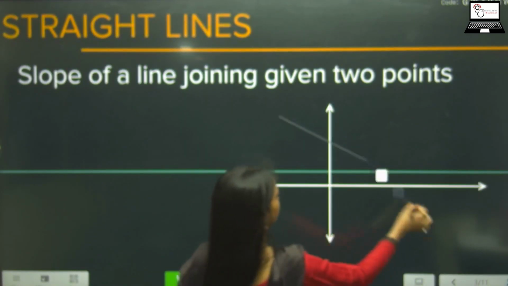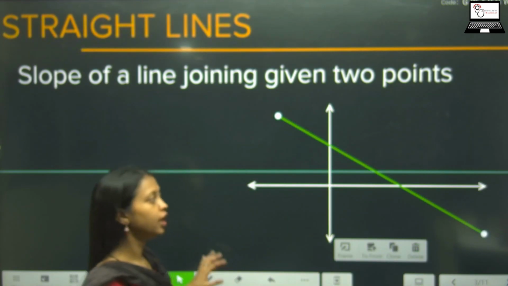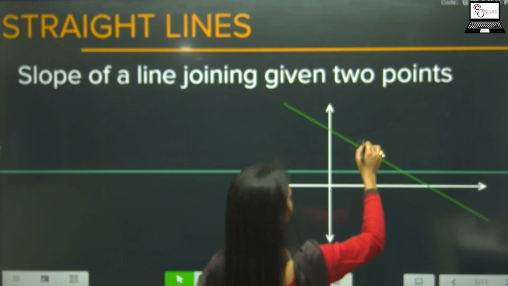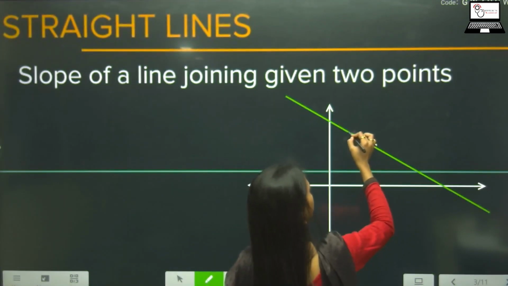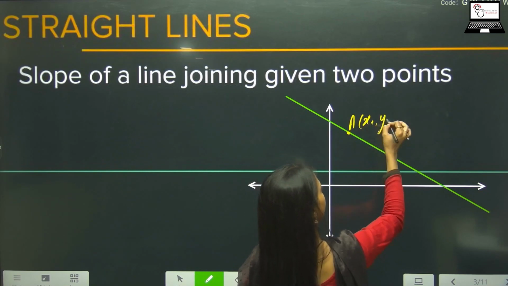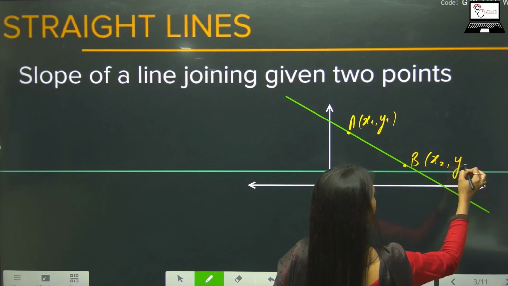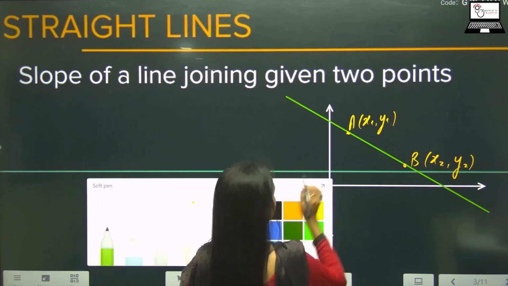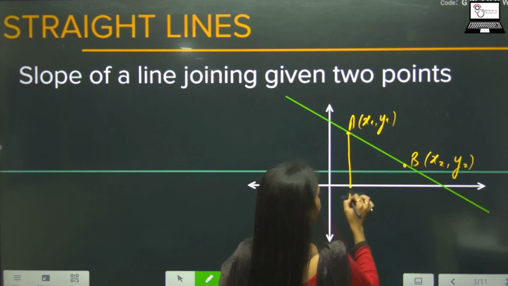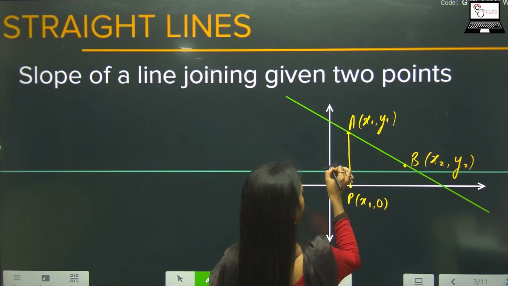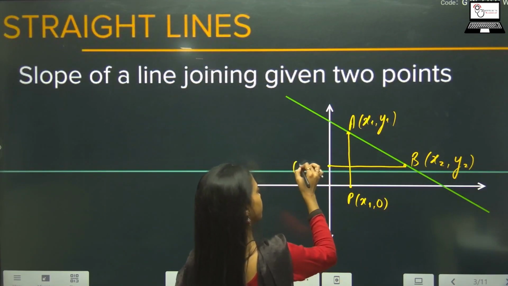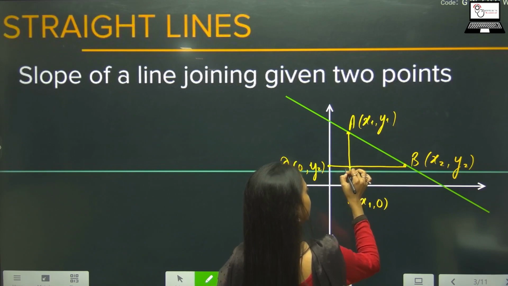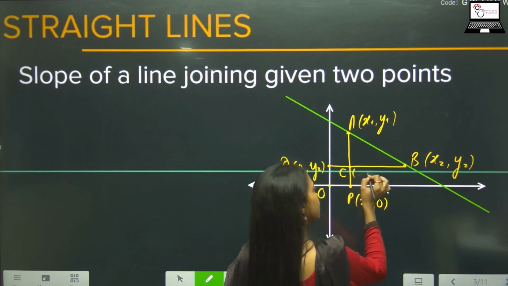See, let's say this is our line. This time I don't know what the inclination is. Instead I know two points on it. This is capital A, x1 comma y1, and capital B, x2 comma y2. Drop a perpendicular from A at P. This is x1 comma 0. Drop a perpendicular from B on the y-axis. This will be 0 comma y2, right? So tell me about, okay, this point is Q. If this point is C, this is O, tell me the coordinates of C.